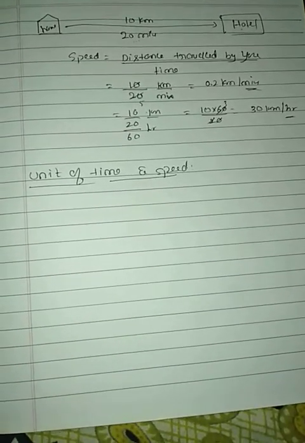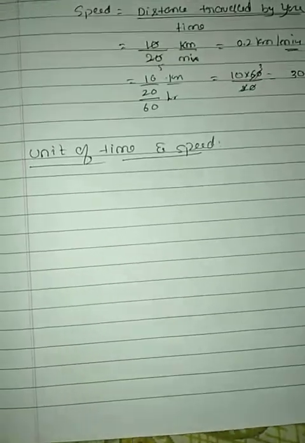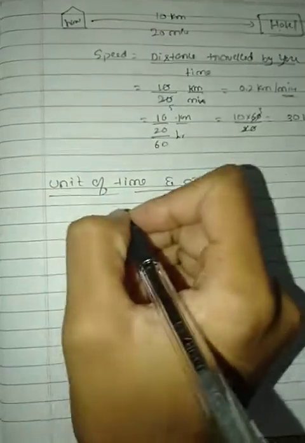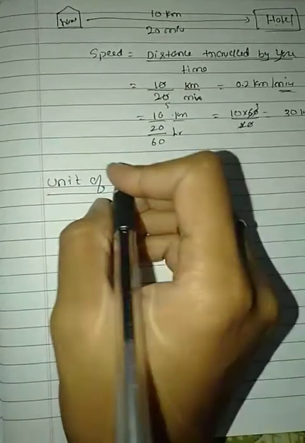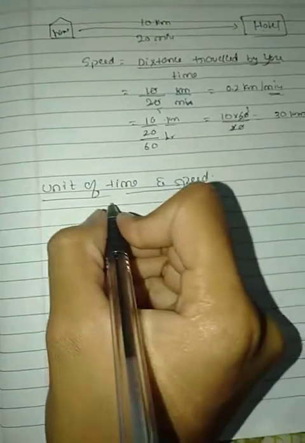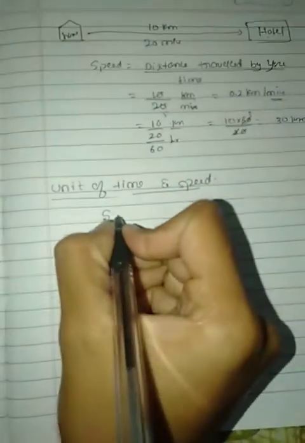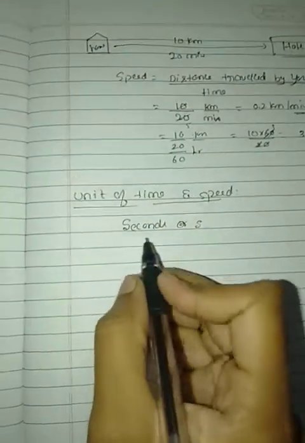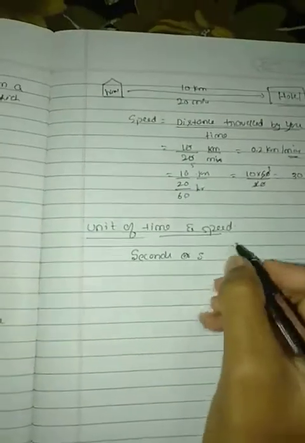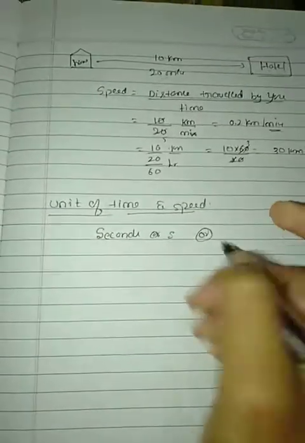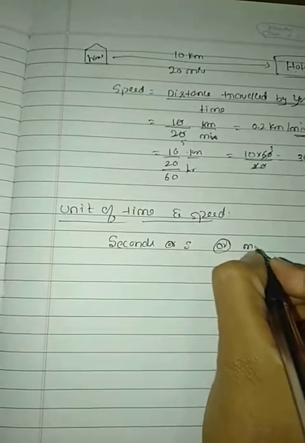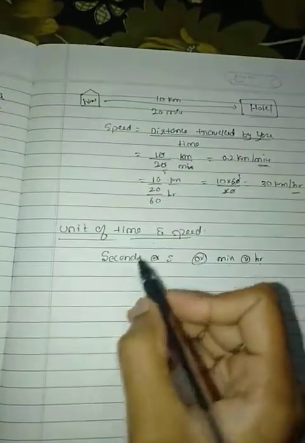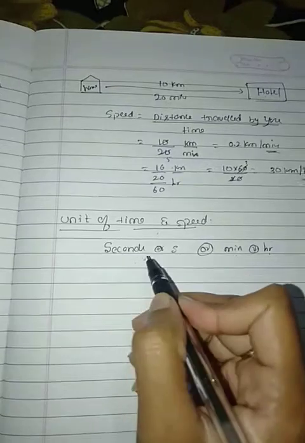The next concept is unit of time and speed. We know that time is usually represented by the unit second. The basic unit of time is seconds, or we can also represent it as minute or hour. Minute and hour are the larger units of time. The basic and smallest unit of time is second.